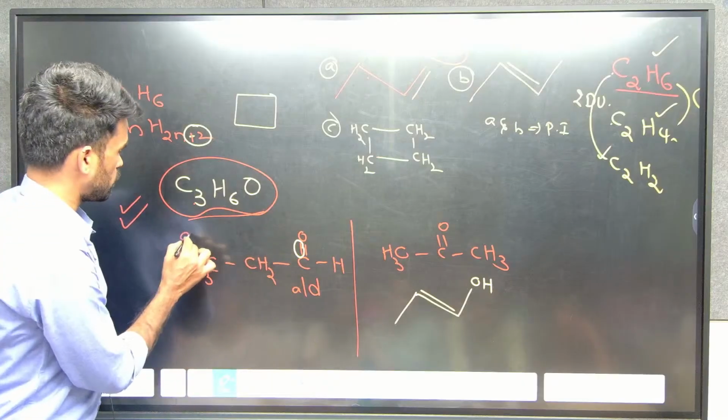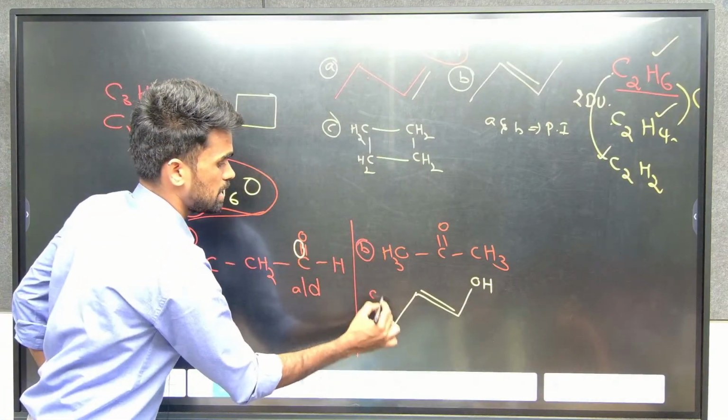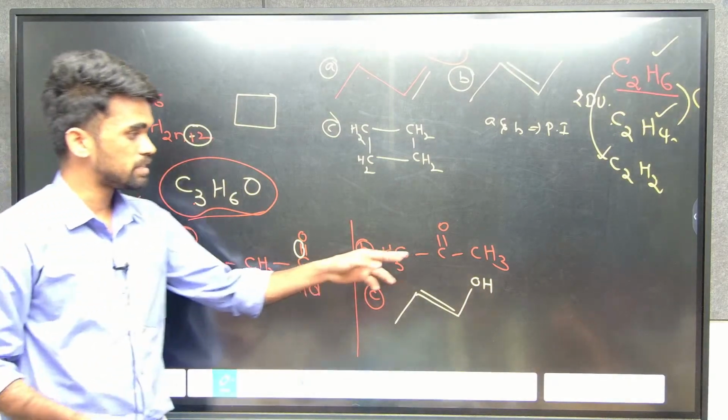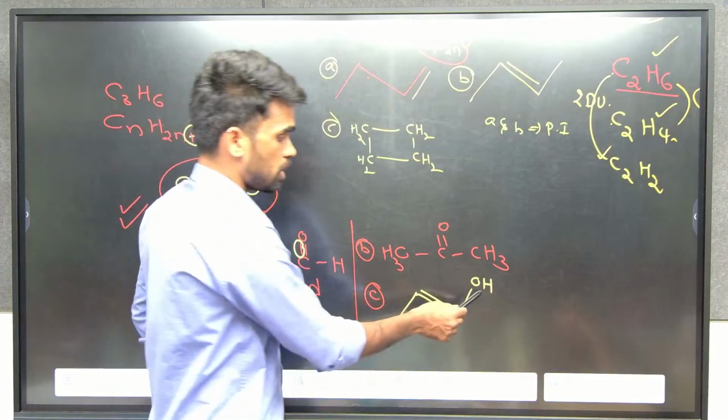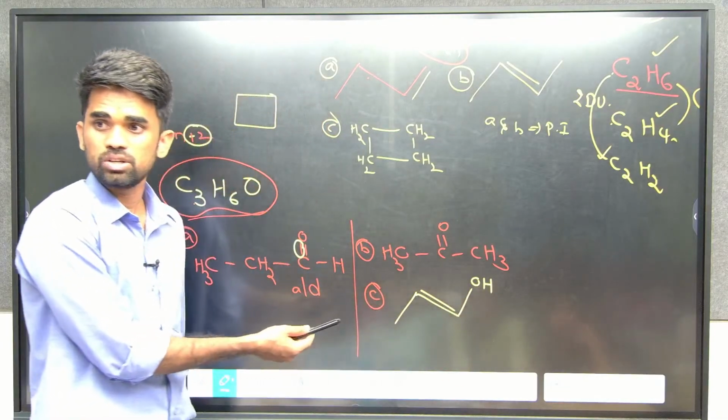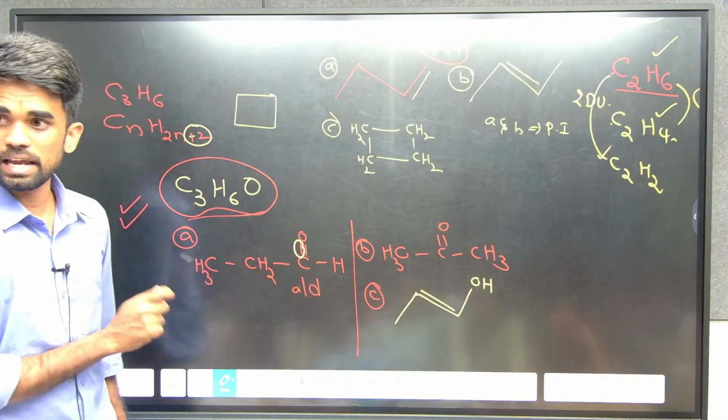So A, B, C. Now tell me, what is the relation between A, B, C? Functional group only. See, this is aldehyde, this is ketone, this is alcohol, enol. So different functional groups now with the same molecular formula. This is also functional group isomer. Is this clear or not, everyone?